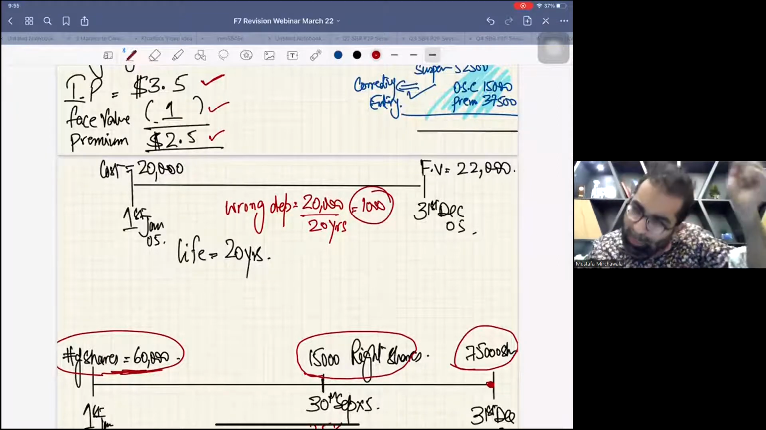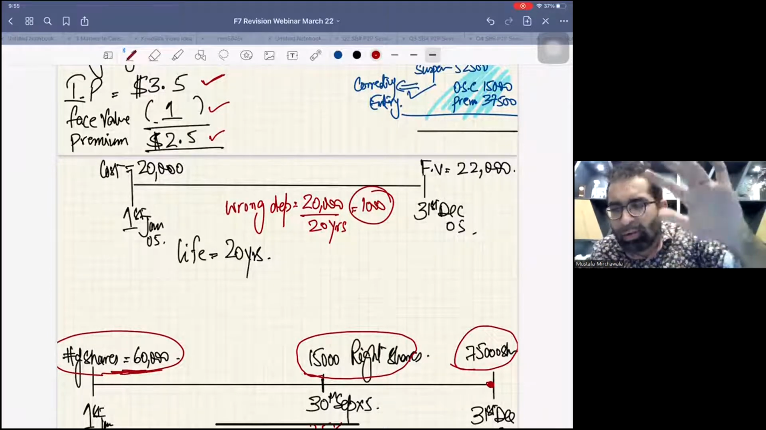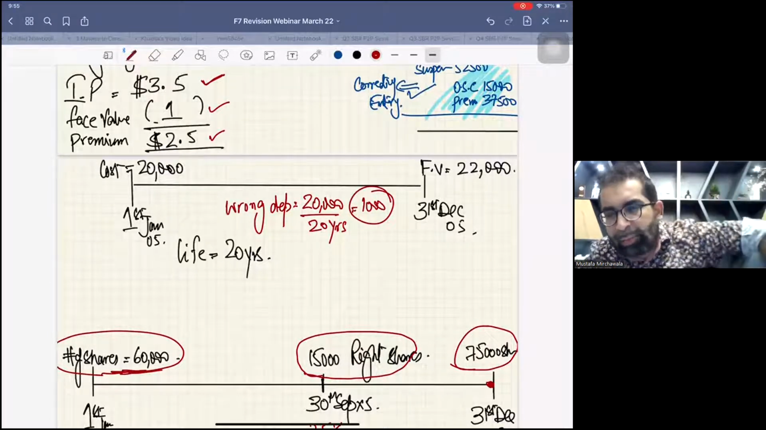They added it in admin expenses. So remove this 1,000 from admin. No need to make an entry. Examiner, don't make an entry at all. Remove this 1,000 from admin expenses.